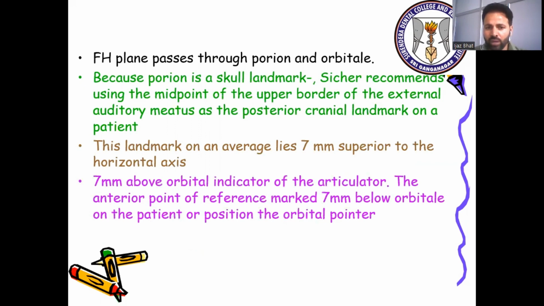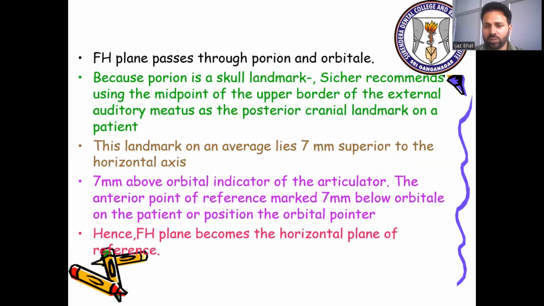7 mm above the orbital indicator of the articulator. The anterior point of reference is marked 7 mm below the orbitale on the patient, or to position the orbital pointer. Hence, the Frankfurt horizontal plane becomes the horizontal plane of reference.